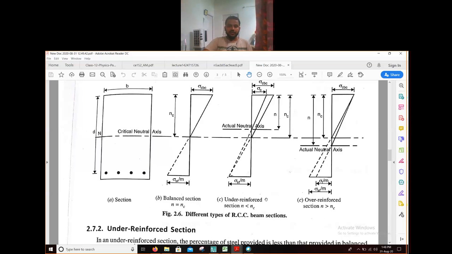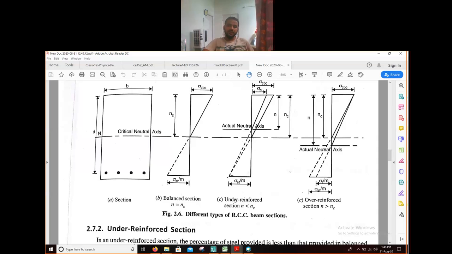Next is your under reinforced section. Under reinforced. Can you tell me the meaning of under? What is the meaning of the word under? I hope no one will answer it. Okay, so let me say this.